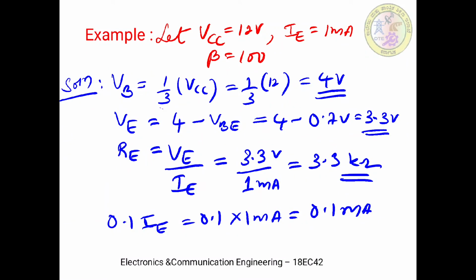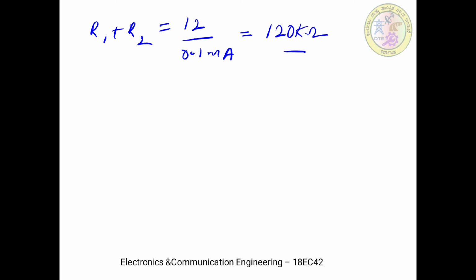Okay, so therefore now we can find the R1 and R2 values as R1 plus R2 equal to VCC, 12 volts, divided by 0.1 milliamperes. So that is again equal to 120 kilo ohms.